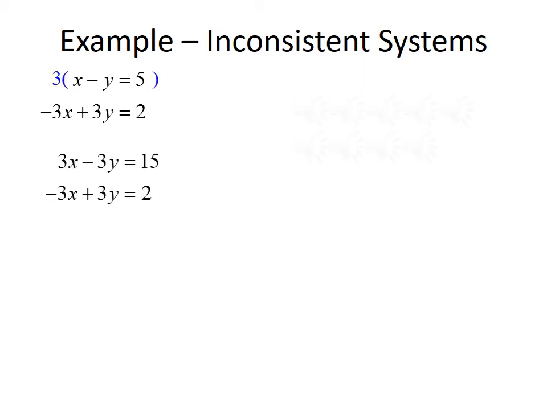So that would give us 3x minus 3y equals 15, and negative 3x plus 3y equals 2. We'll add the two equations together. 3x plus a negative 3x cancels out to give us 0. Negative 3y plus 3y cancels out to give us 0. And 15 plus 2 gives us 17. So we wind up with the equation 0 equals 17.